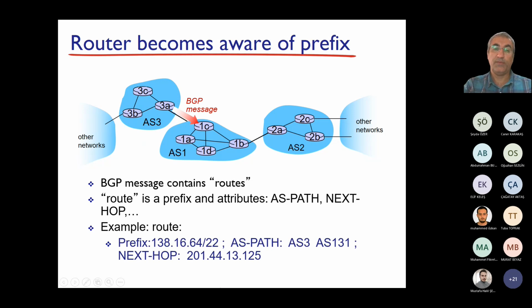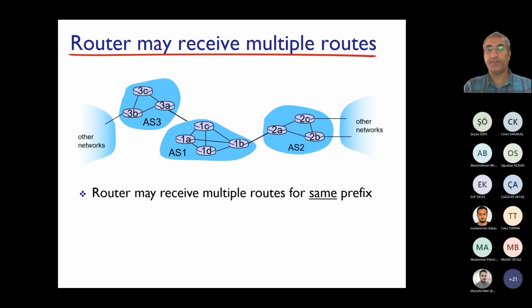So the prefix is this IP address with the subnet address, and the attributes: the AS path shows which ASes this message has passed through. So it is going to pass through AS3, AS131, and the next hop is going to be this router IP address. This is the route, an example of a typical route. I'm skipping this part.